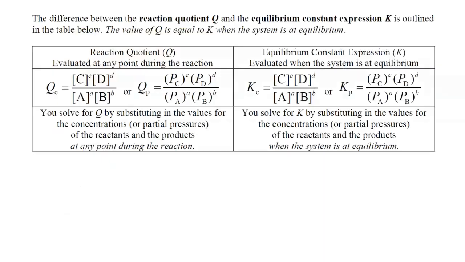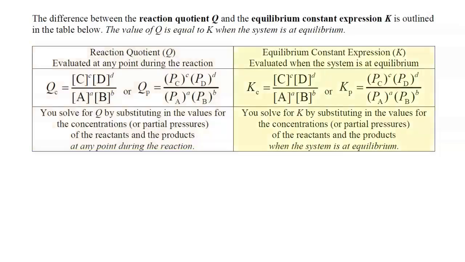So what's the difference between the reaction quotient Q and the equilibrium constant expression K? Well, at some point when the system is at equilibrium, the value of Q is equal to the value of K, but the reaction quotient is evaluated at any point during the reaction. So you solve for Q by substituting in the values for the concentrations or partial pressures into the expression, and that would be at any point during the reaction.